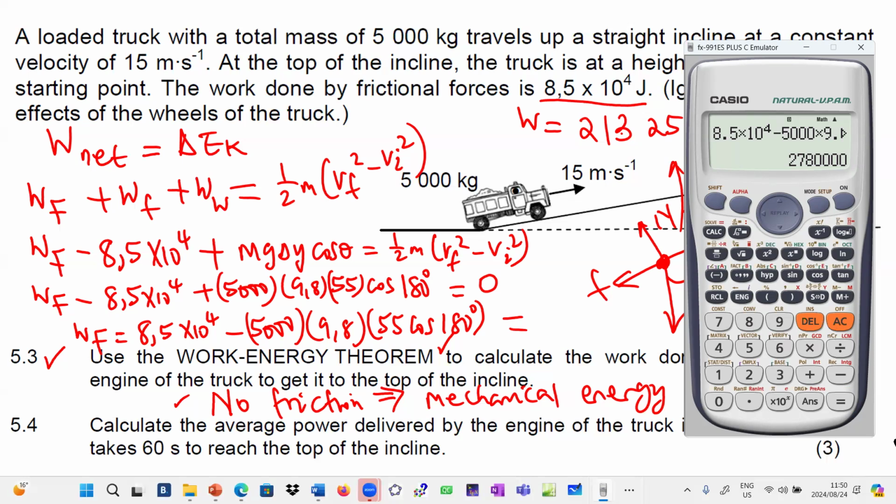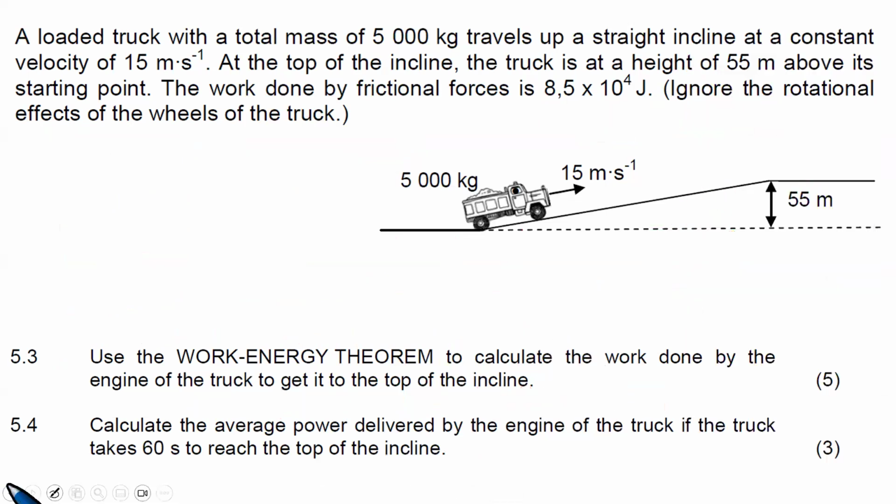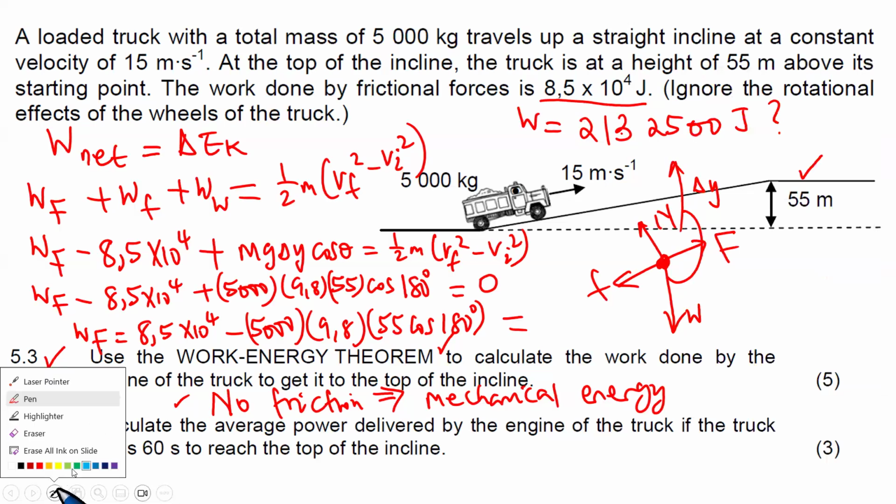We're getting exactly 278 with 4 zeros, 278 with 4 zeros joules. So we're getting exactly that one. Okay, we're getting exactly 278.